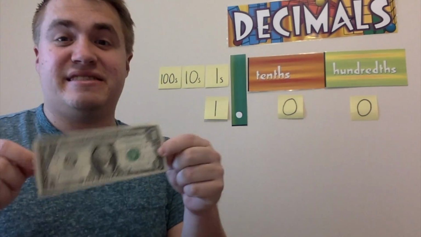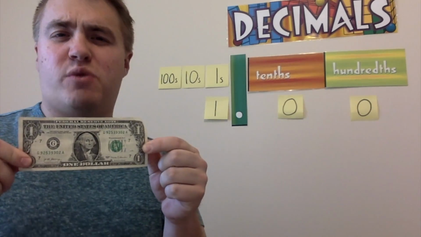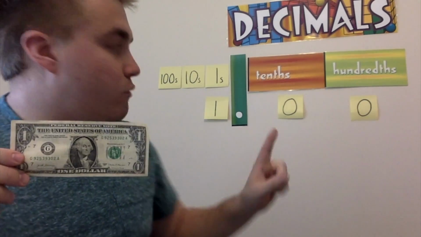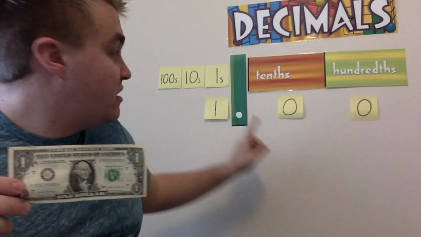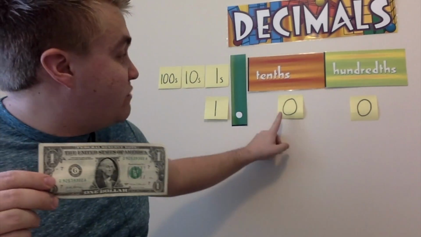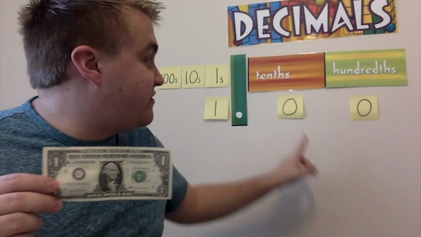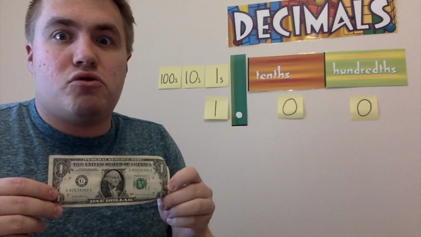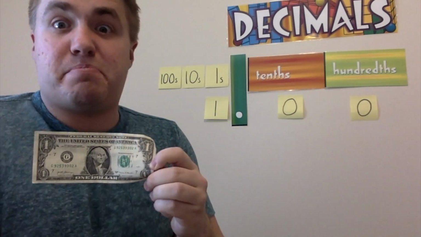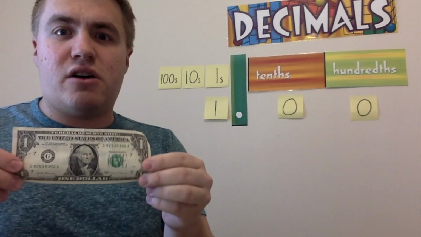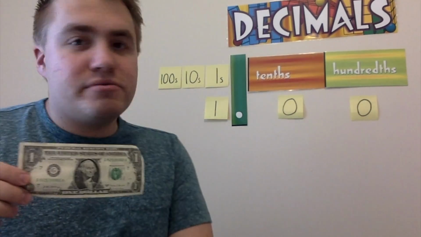Now I know, yes, this is a dollar bill here. The way that we write a dollar bill is by writing a 1 in our ones place. Then we have our decimal, and then we have zero change here. We have 0 cents, no dimes, nickels, quarters, or pennies, because we just have $1 here, 1.00.